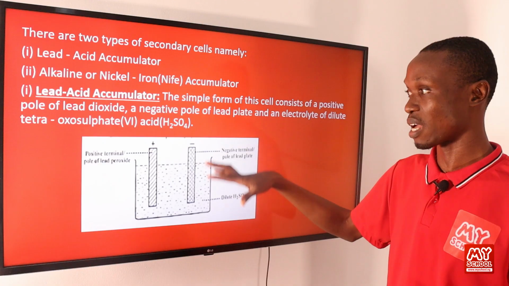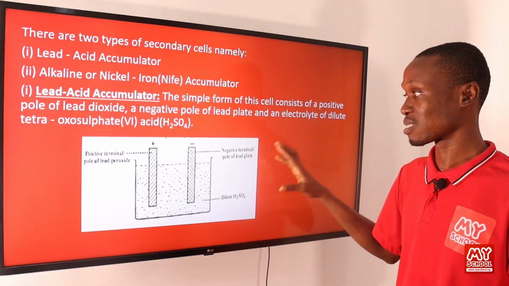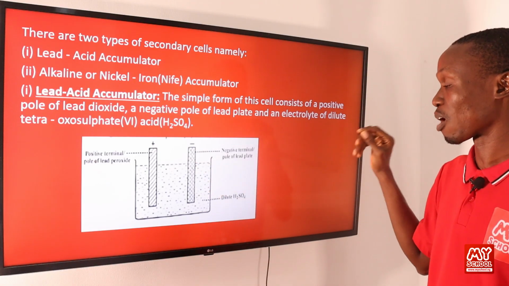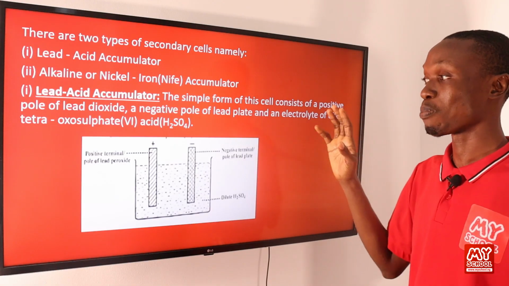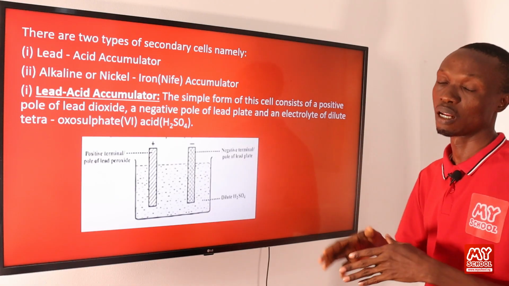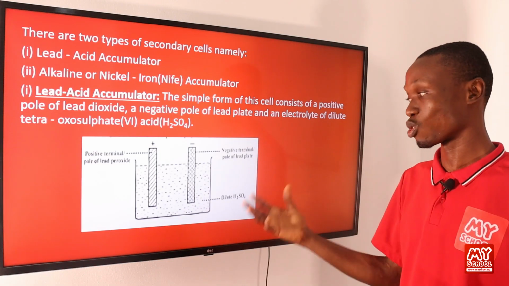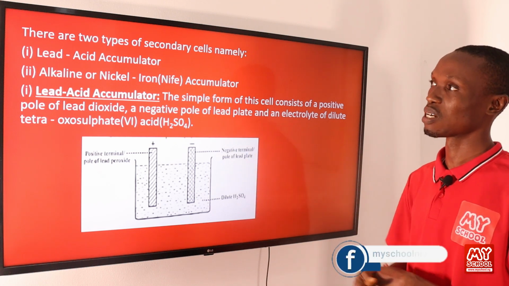So below is the diagram of the lead acid accumulator. So the negative terminal of the lead acid accumulator is the lead plate, that is pure lead, while the positive terminal is the lead dioxide or a pole of lead peroxide, while the electrolyte is dilute sulfuric acid. So let's move to the next slide.